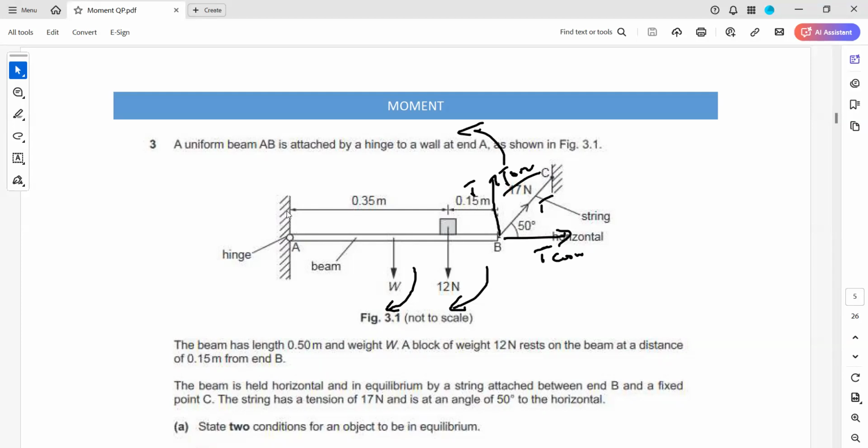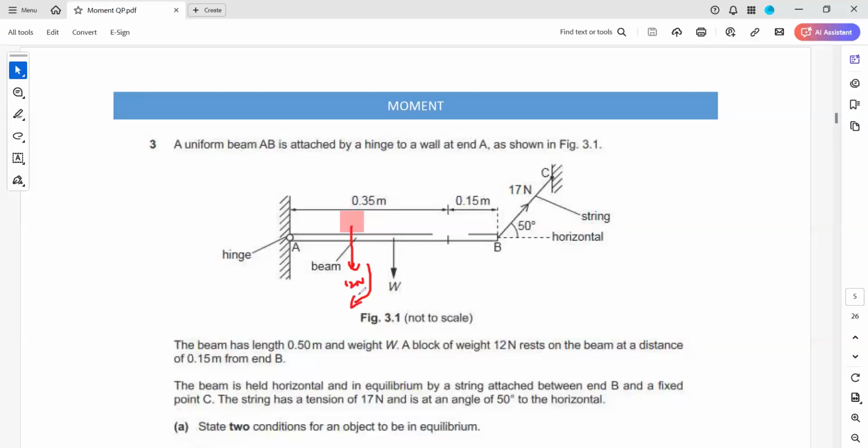So the clockwise turning effect: as the block was placed here, it was causing a greater turning effect. But then what will happen if I move the 12 newton block closer to the pivot? As a result, the turning effect of this 12 newton will decrease. If the turning effect of the 12 newton decreases, what should happen to the tension?